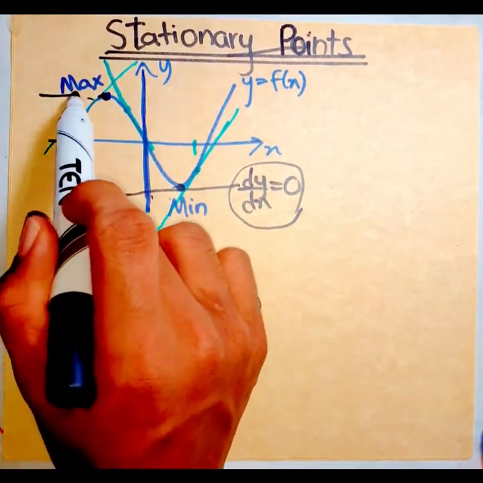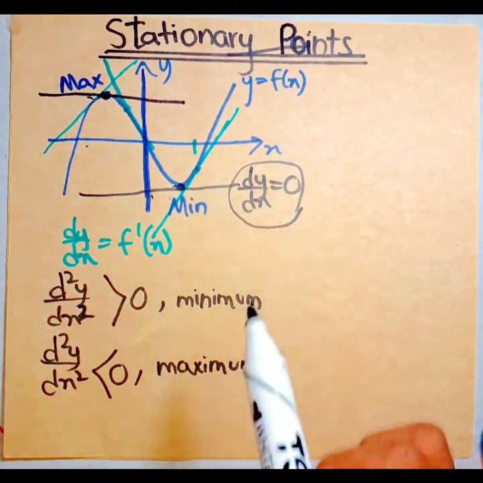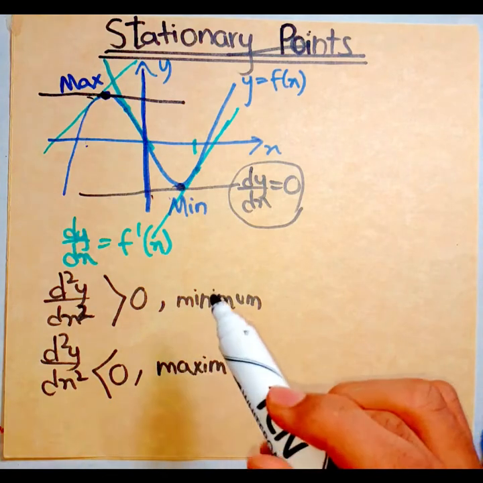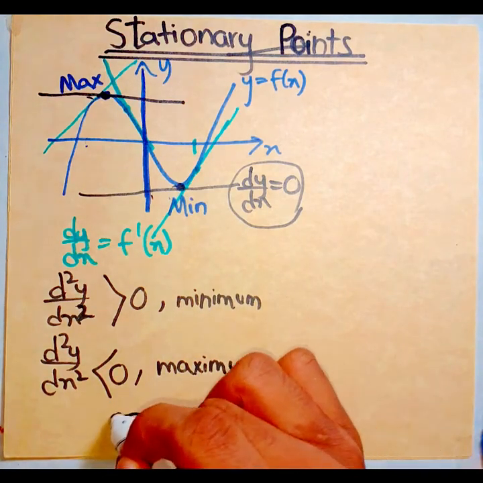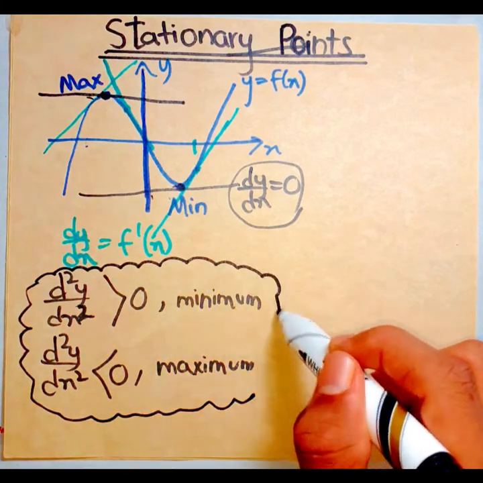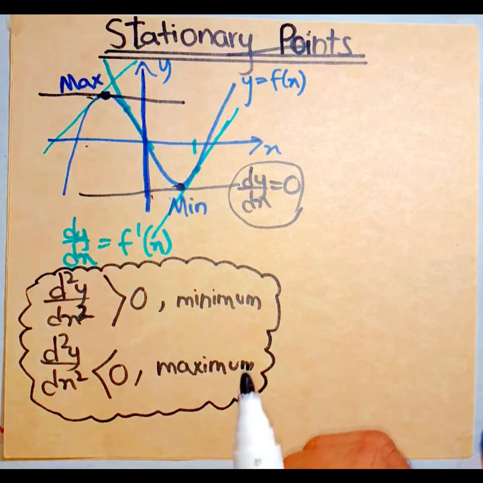At this point as well, the gradient is going to be 0. So dy by dx is equal to 0. Now it's a maximum or a minimum. So another special property we have to learn is d squared y by dx squared: if it's greater than 0, it's a minimum, and if it's smaller than 0, it's a maximum. So these are special things that you need to keep in mind when analyzing a graph.